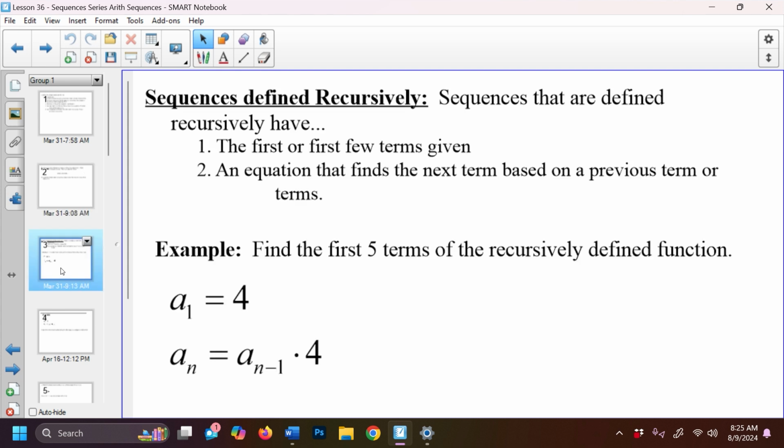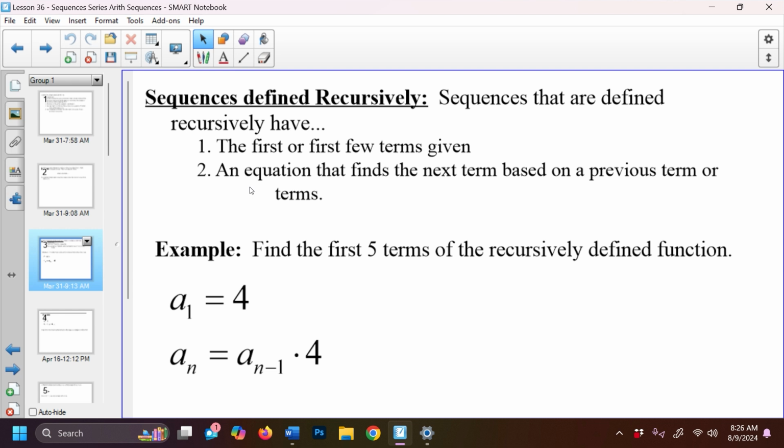Sequences can also be defined recursively, and that's a little bit different. Sequences that are defined recursively have the first or the first few terms given, and then an equation that finds the next term based on the previous term or previous terms. So for a recursively defined sequence, you have to know the term that came before it, or possibly a couple of terms that came before it, to calculate the next term.